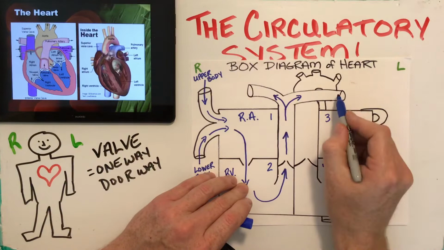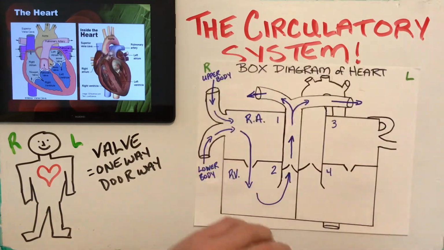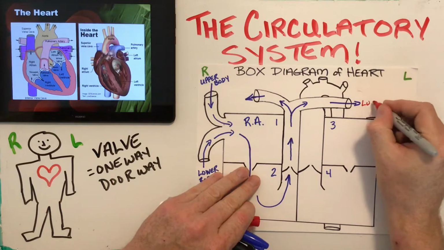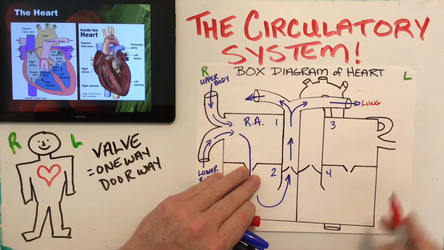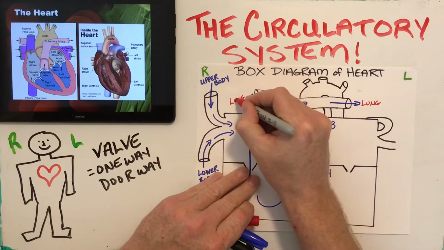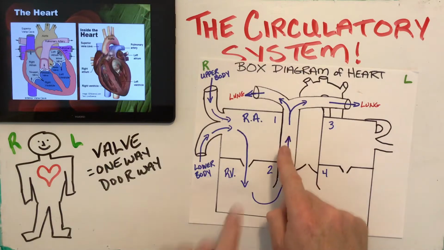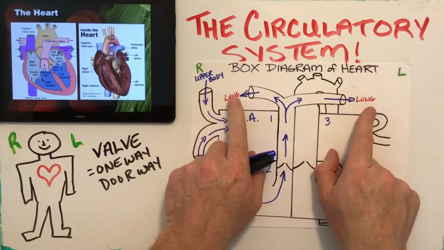It is still blue. It is still oxygen-poor blood. There's no oxygen in it. And where it's going is the lungs. So this is going to the left lung, and this one is going to the right lung. All right? So the blue is the oxygen-poor blood. It comes into the right side of the heart, goes atria, down to ventricle, up and out through the pulmonary artery, out to the lungs.